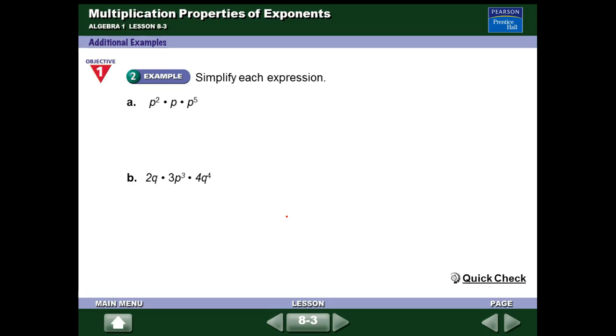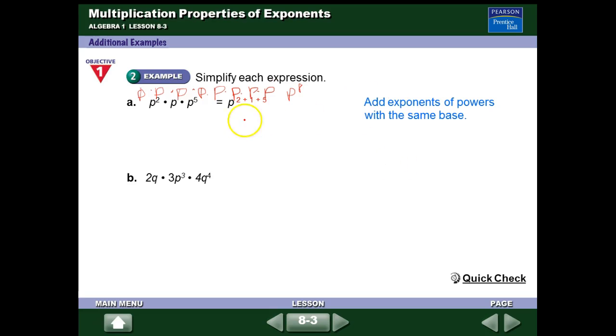A little tougher yet: p to the 2nd times p times p to the 5th. So what is this really saying? P to the 2nd times p times p to the 5th. How many p's do I have? 1, 2, 3, 4, 5, 6, 7, 8. P to the 8th. So 2 plus 1 plus 5.